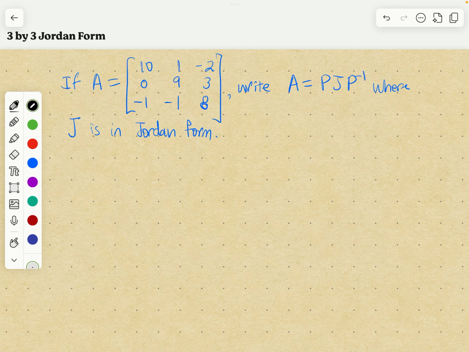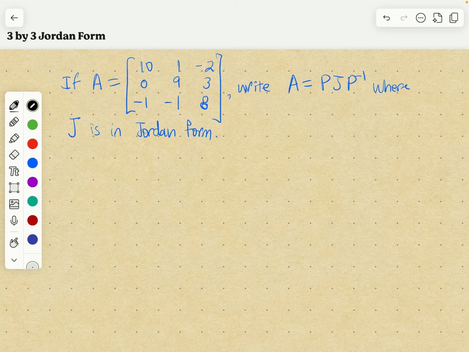All right, in this example, I'm going to give an example of finding a Jordan form of a 3 by 3 matrix, as well as a basis for R3 with respect to which the matrix A is in Jordan form. So the example is A is this 3 by 3 matrix, and the question says write A equals PJP inverse where J is in Jordan form.